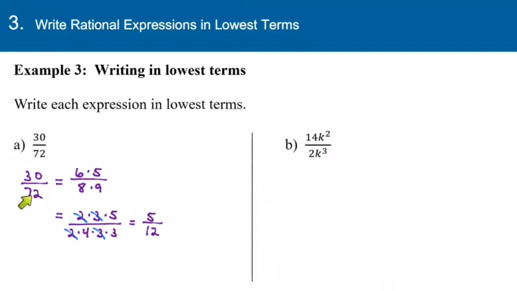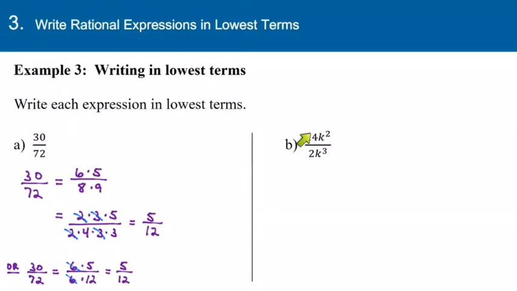So 30 over 72 reduced to 5 over 12. Now another way to simplify 30 over 72 would have been to think of 30 as 6 times 5 and 72 as 6 times 12, and then we could have crossed out the 6's. But either way, both methods simplify to the same final reduced fraction.